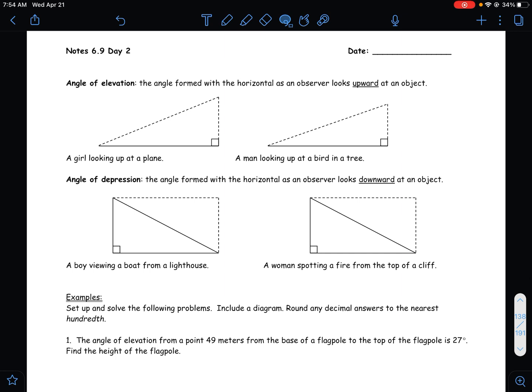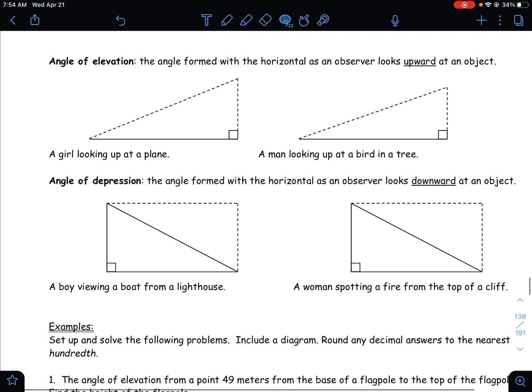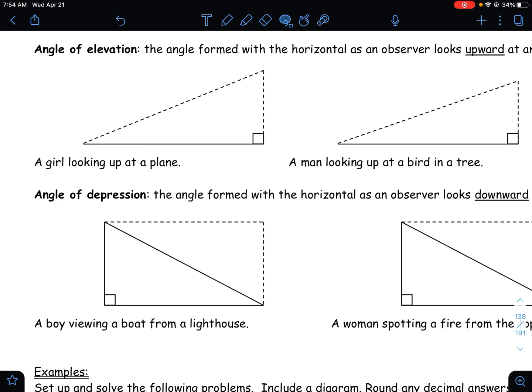So first we need to learn about two different terms. We have angle of elevation, which is the angle formed with the horizontal as an observer looks upward at an object. So you're probably wondering what's going on. We're going to be doing word problems, and we're going to be drawing right triangles to solve them. Angle of elevation would be like if we had a girl looking up at a plane. So let's draw a girl, and oh boy, that's my plane. Our angle of elevation would be this angle here, okay?